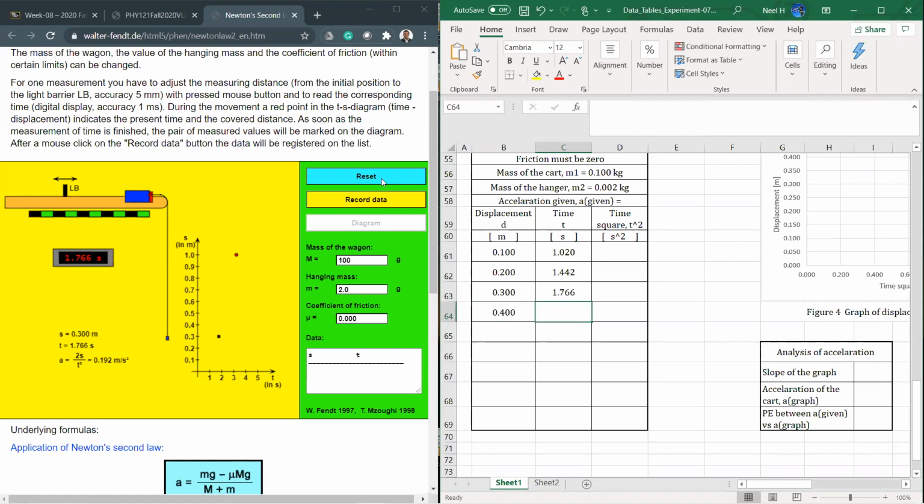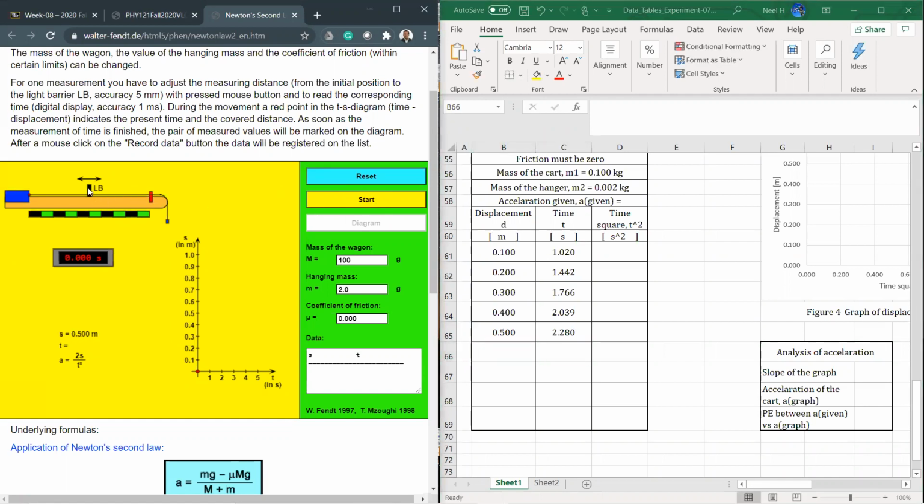Next point: reset and go to 0.4, and start. The time is 2.039. Reset. 0.5 is going to be fine because that's the reset point, so I don't need to click and drag, it's already there. Just click start. And the time is about 2.280.